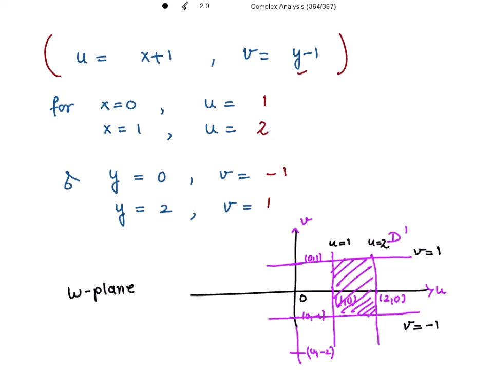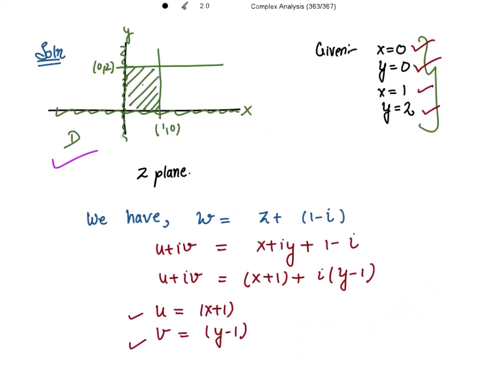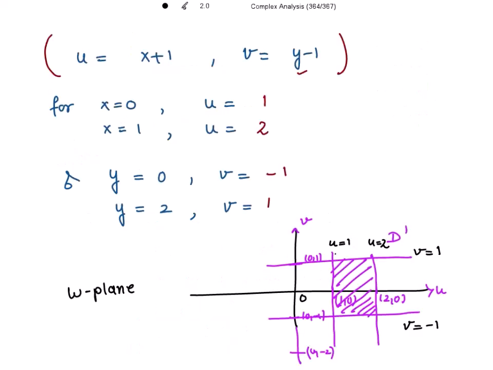So what we conclude over here? For every point in this Z plane, we are getting the unique points in this W plane, right?